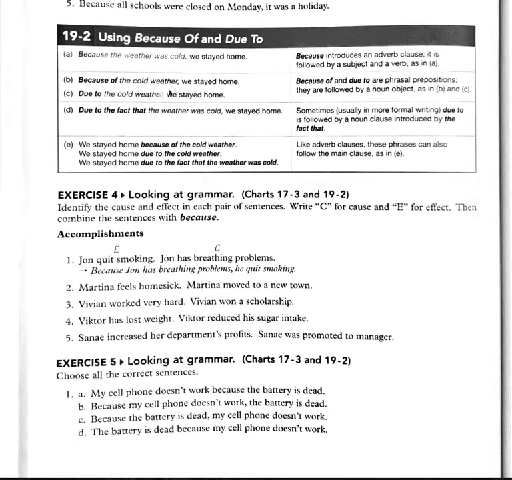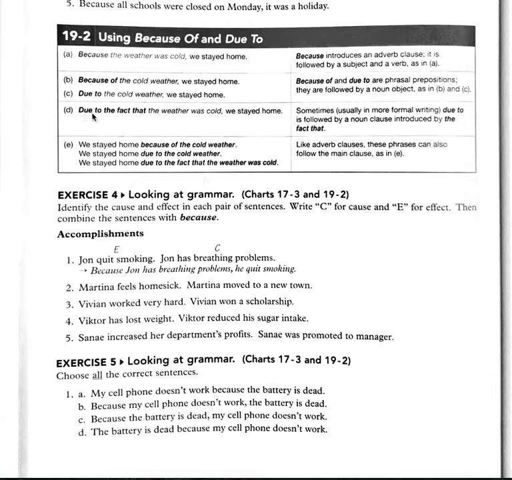Because of the cold weather, we stayed home. Due to the cold weather, we stayed home. Because of and due to are phrasal prepositions that are followed by a noun object as in B and C. See, because of the cold weather and due to the cold weather. So here, it's a noun object. It's not like because, where because is followed by a subject and a verb. No, because is followed by subject and verb, but because of and due to, a noun object. Okay?